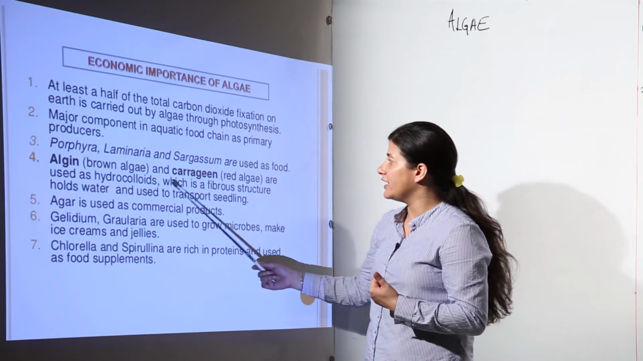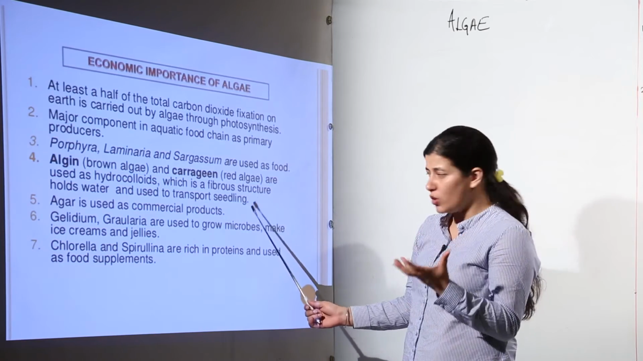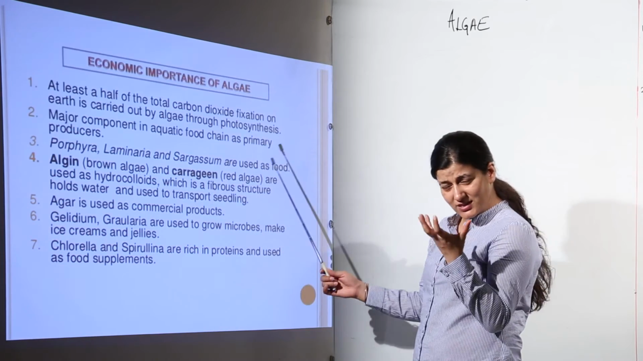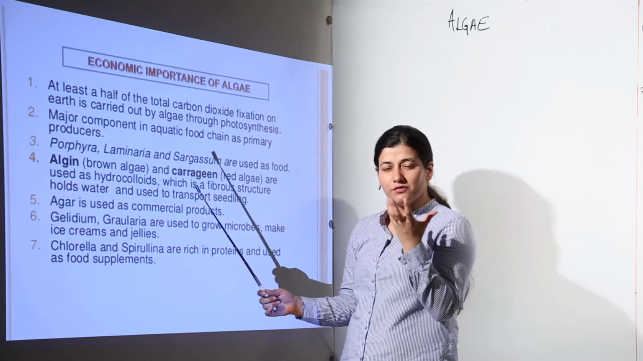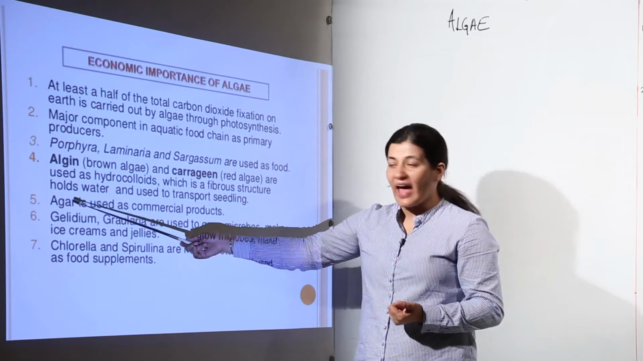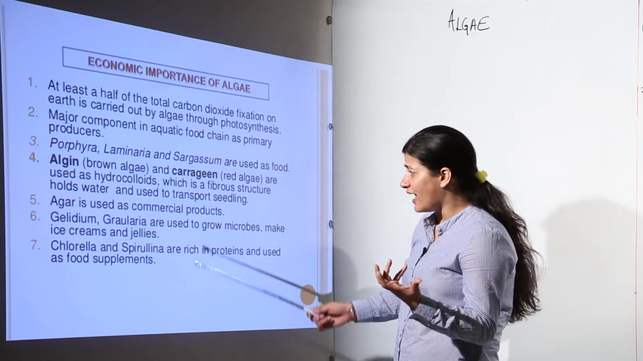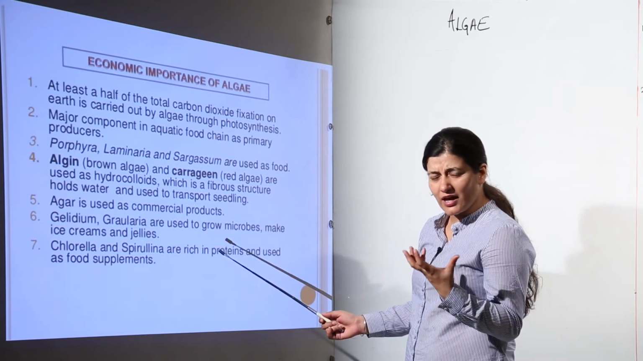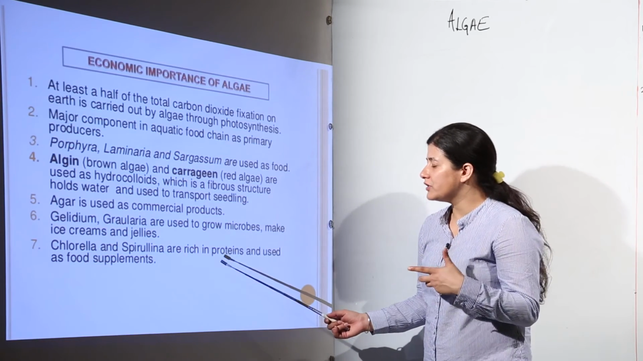Then we have algin and carrageen, which are used as hydrocolloids, which is a fibrous structure. It holds water and is used for transport of seedlings, and because it is hygroscopic, it can store water in itself. So whatever dry material is to be transported, it can be used in that place. Then we have agar. Brown algae gave algin, and agar is used in commercial products. We talk about agarose gel; agar is in so much use in our laboratory experiments.